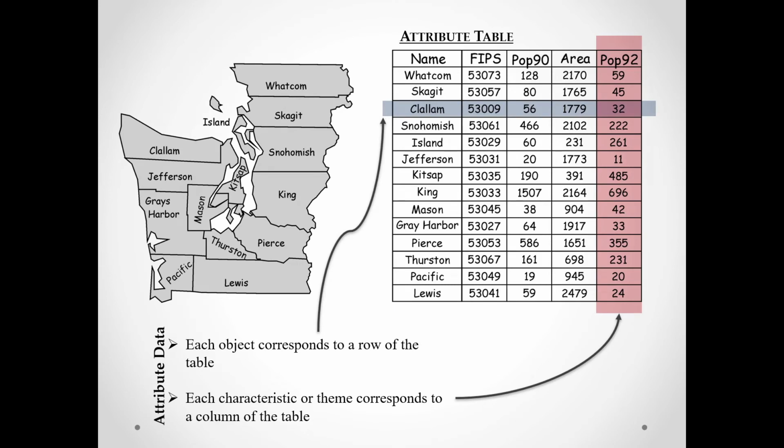This is one attribute table where there is a name, identification, the population in 1990, then the area of that state, then the population in 1992. This is the map and this is the attribute table of that map. Each object corresponds to a row of the table. Each characteristic or theme corresponds to a column of the table.